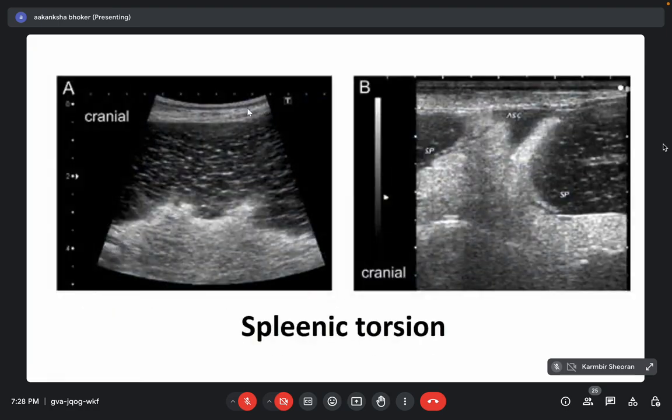And this is an image of splenic torsion, a condition very rarely seen, but it can be associated with GDV, gastric dilatation volvulus. In this, you will see these multiple parallel speckles within the splenic parenchyma. You can see these parallel speckles, or you can say a lacy appearance, a lace-like pattern. This is the spleen with its lacy appearance. It is very characteristic of splenic torsion.